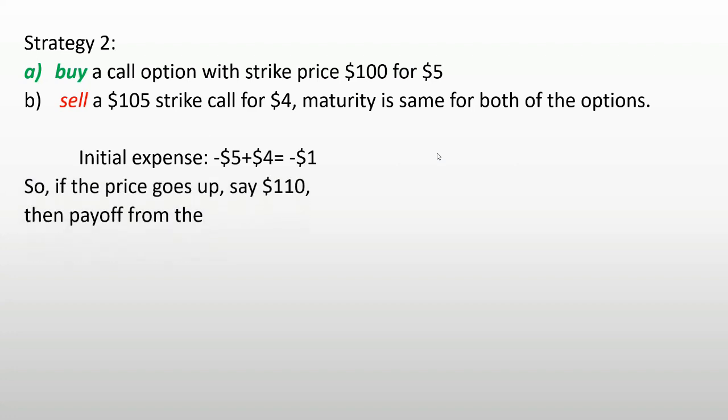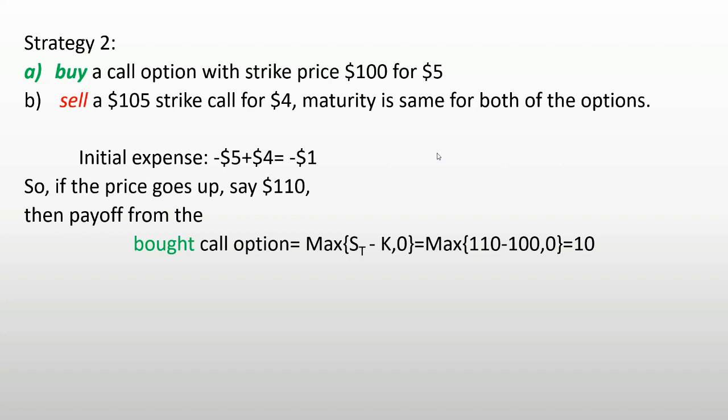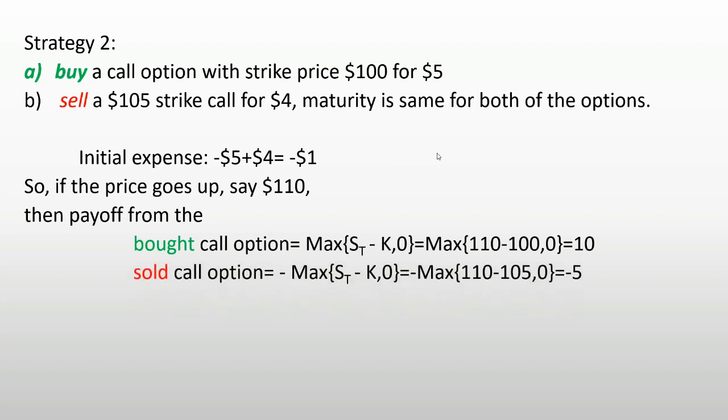So if the price goes up, same as before, say 110, then the payoff from the bought call option, according to that formula, max(ST - K, 0), is $10. However, the payoff from the sold call option is the same, just with an additional negative sign because we sold it. That's the opposite. So here in this case, K is 105 and our payoff is -5. That means we made a loss of $5. So the total payoff, 10 - 5, is $5.